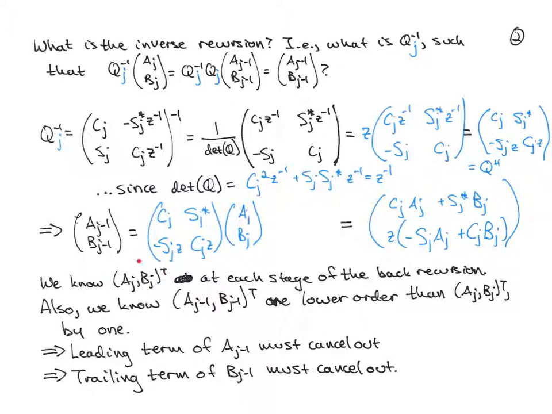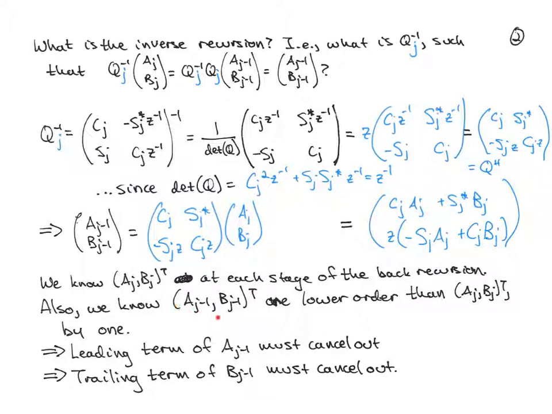Now, we're going to know A sub j, B sub j at each stage of the back recursion. We're going to start with the final rotations, where j is the last time point. We're going to have those polynomials. We'll peel off the last rotation, and we'll get A sub j, and then B sub j minus 1. We'll keep peeling off, and at every step we'll have the current overall rotations. So we know that at each stage of the back recursion.